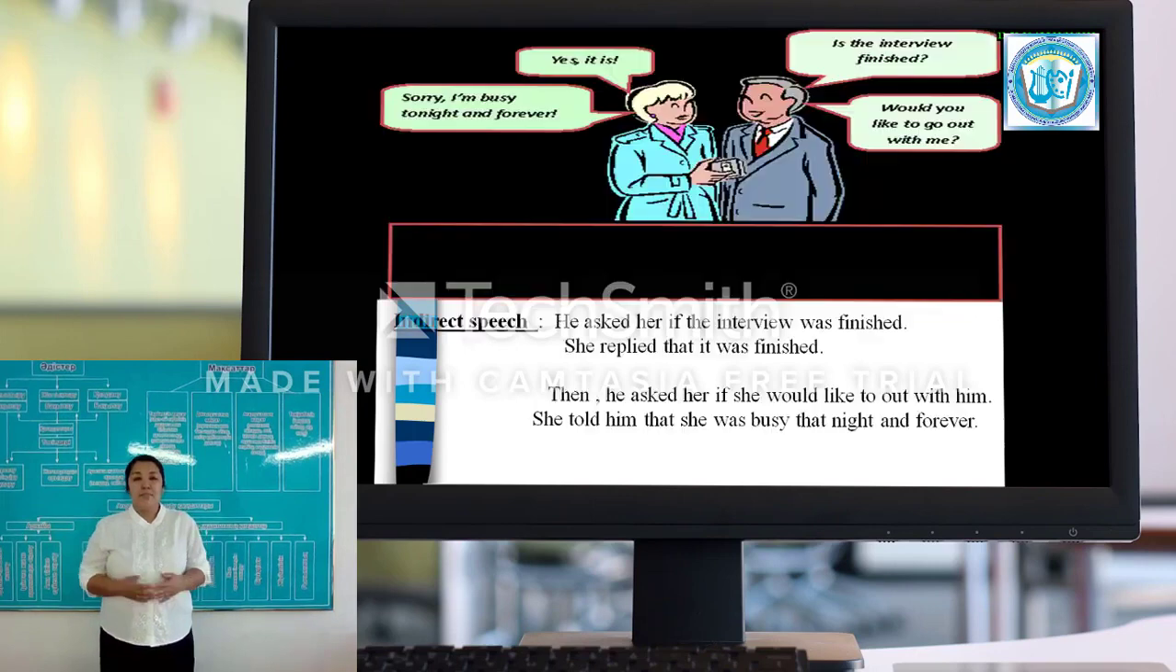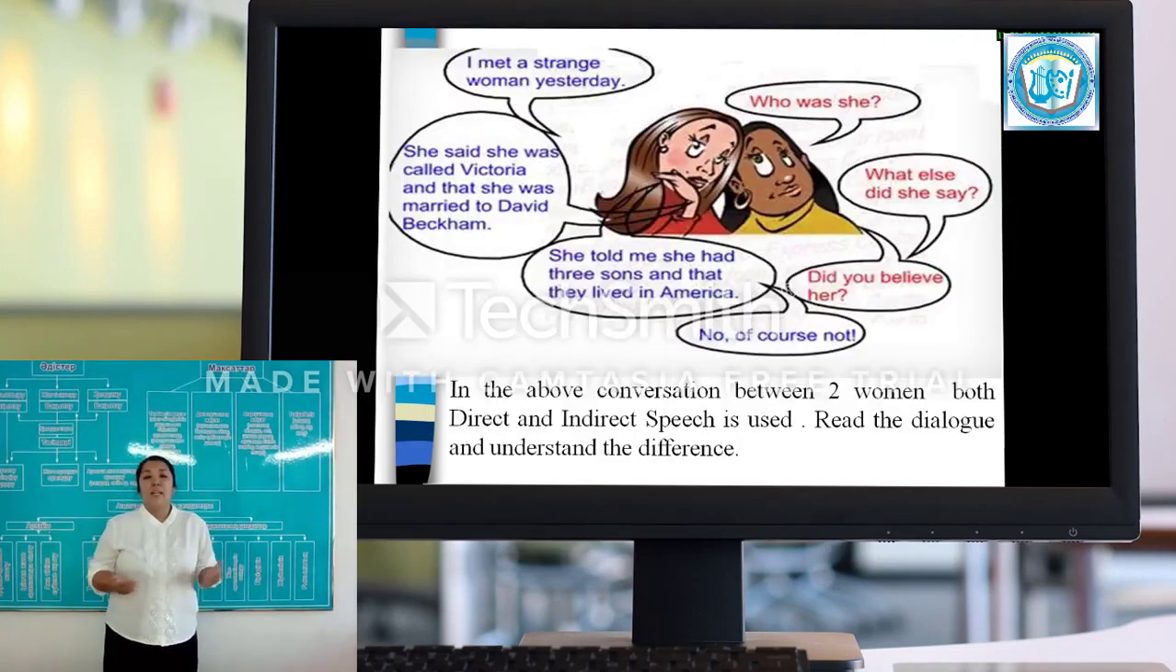So, the next is, he asked her if the interview was finished. She replied that it was finished. Then he asked if she would like to go out with him. She told him she was busy that night and forever. The next task: in the above conversation, both direct and indirect speech are used. Read the dialogue and understand the difference.